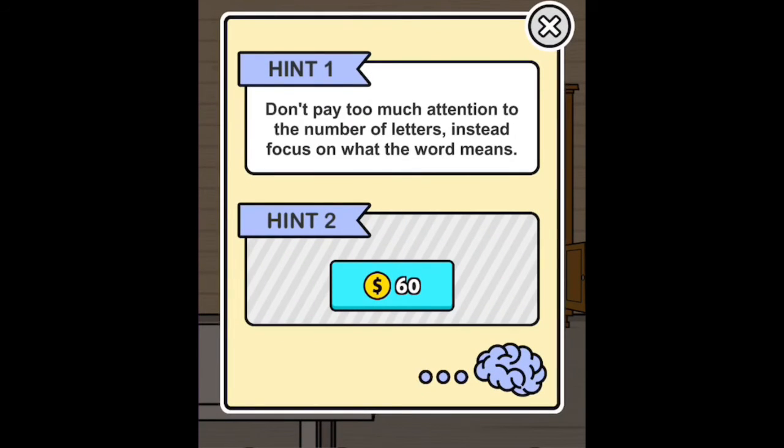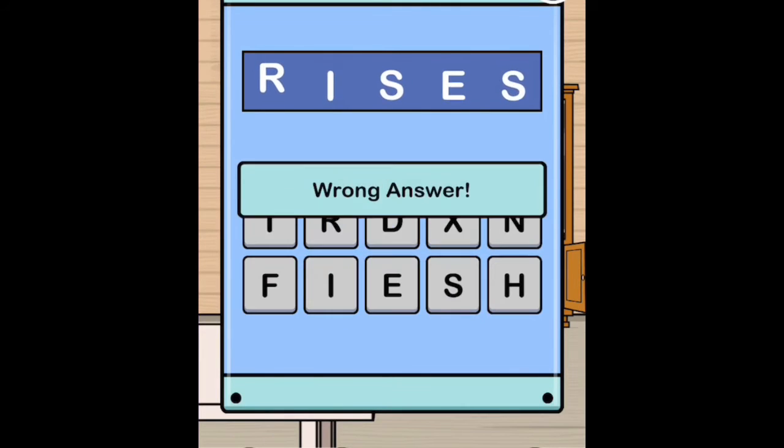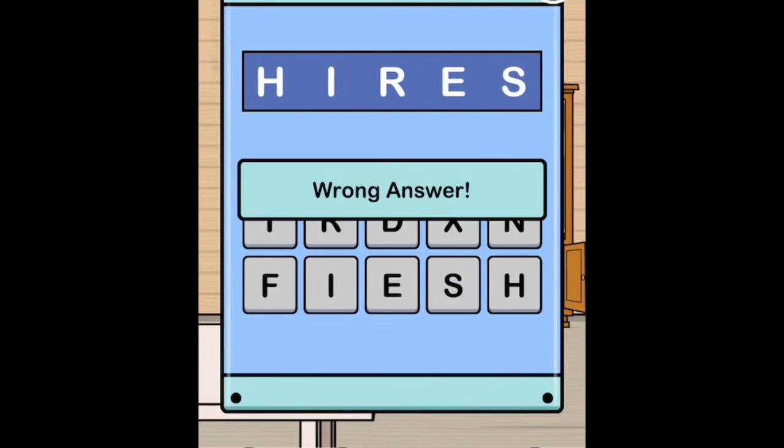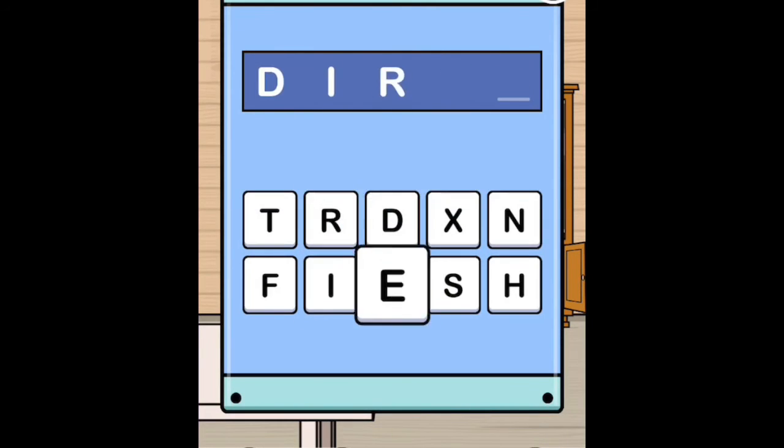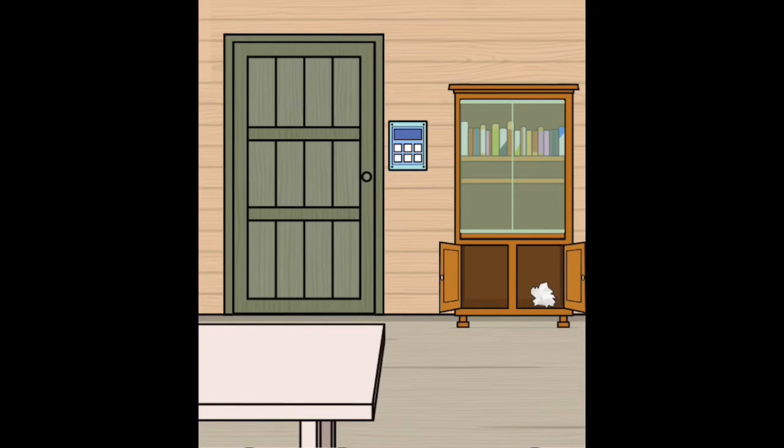Don't pay too much attention to the number of letters. Instead, focus on what the words mean. Okay, so don't pay too much attention to the numbers, but pay attention to what it means. So what letter word has left when you take letters away? I don't know. Nope. All right, I don't know. I feel very dumb right now.